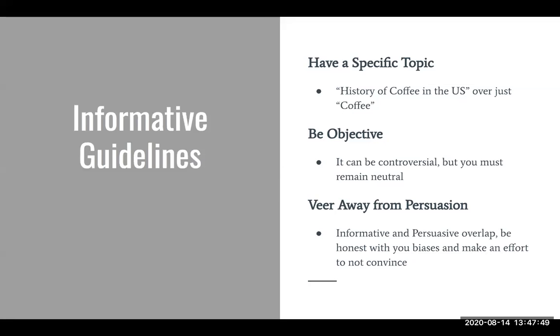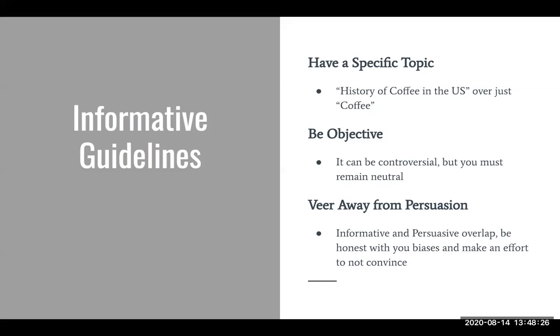So if you're interested in doing something about coffee, that's great, but that's kind of broad. So make it specific, talk about the history of coffee in the US, and that's going to make it much more specific. Remember that you want to remain objective. This doesn't mean that we can't talk about controversial events or people, but you want to remain neutral. If the information you have is more one side or the other, make sure that you include information about the opposite side so that it remains balanced.